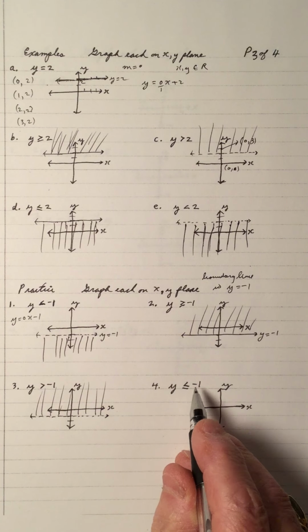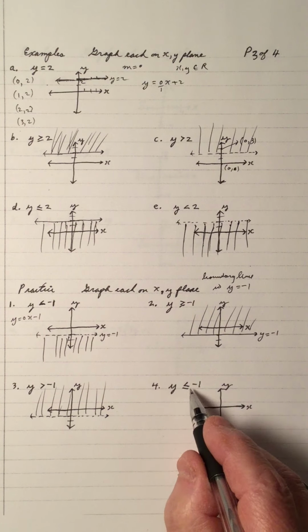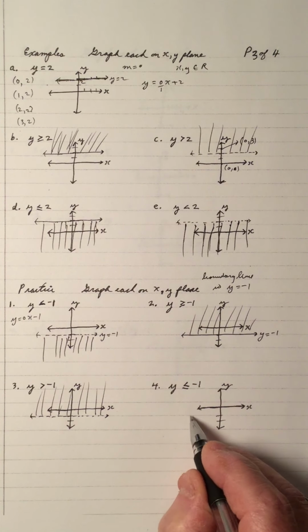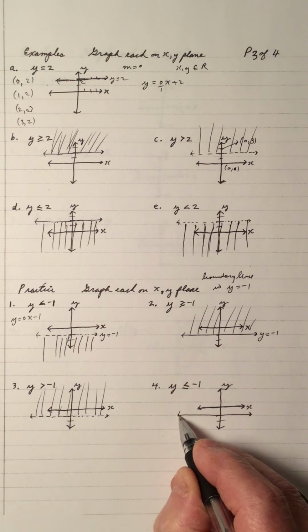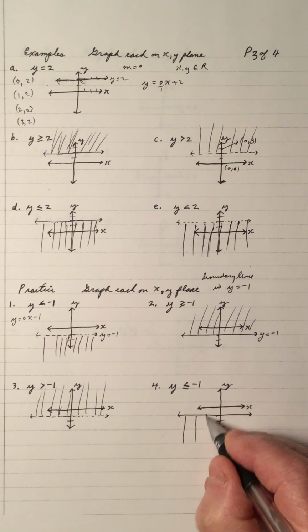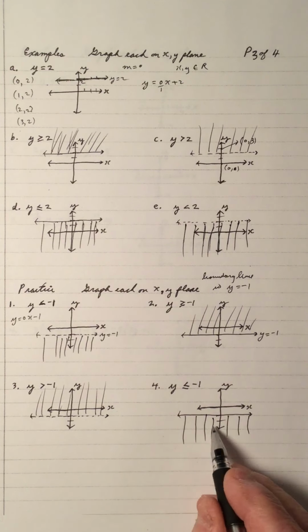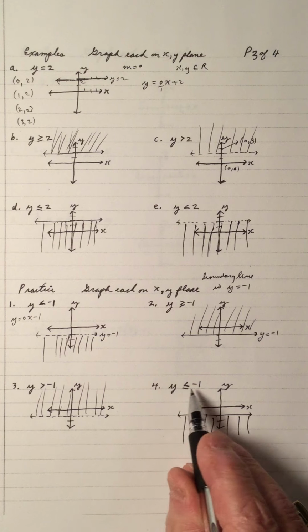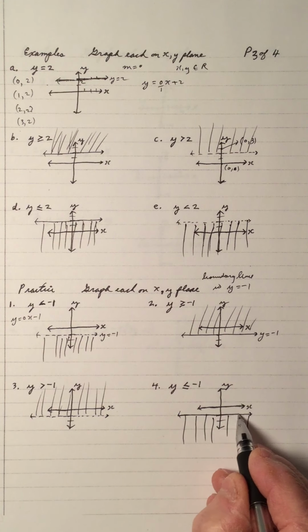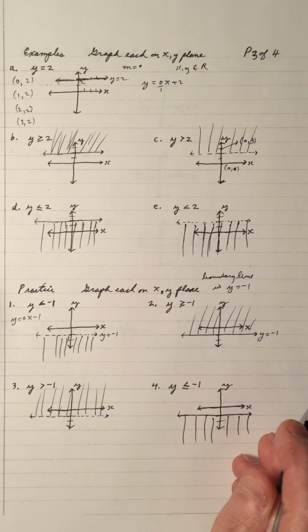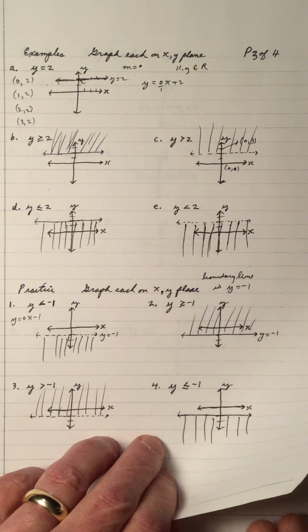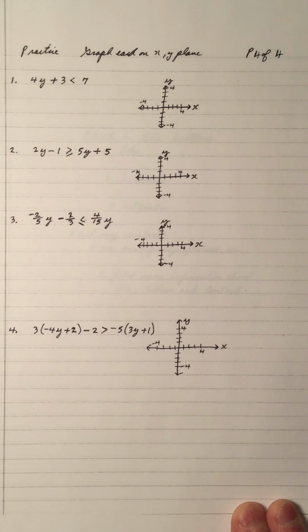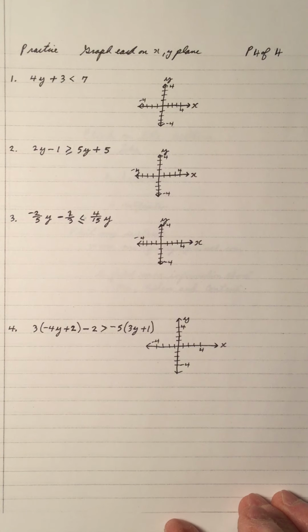Y equals a number is a horizontal line, here through -1. It's an equal sign, so it's a solid line. And y is less than is below. So all y coordinates of all these points down here will be less than -1. And all the points also that are on this line because of the equal sign. Y equals a number is a horizontal line, slope 0. I did that when we did the equation of a line. Check the unit on the equation of a line.